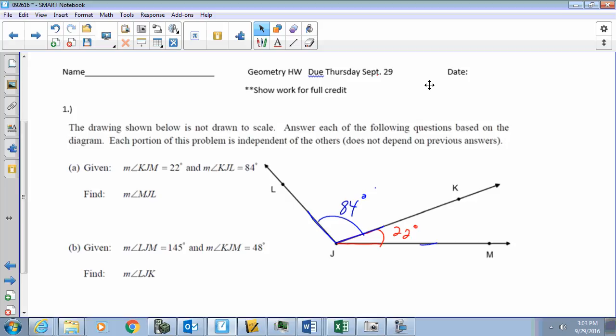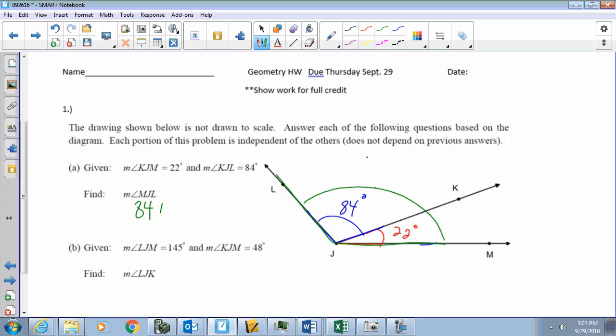So MJL would be this entire thing. So if you look, MJL is just a combination of the two that we just talked about. So if that's the case, we should just be able to do what? Think about it. Hopefully you came up with the answer pretty quick. But if we were to just add those, we would get 106 degrees for MJL. Okay?